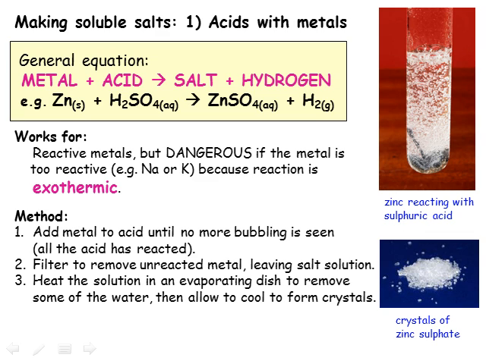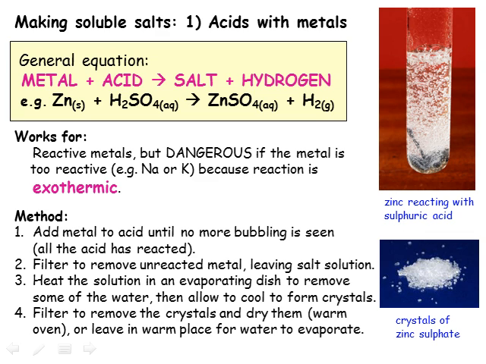We heat the solution in an evaporating dish to remove some of the water until crystals start to form on the sides of the dish, or until about half the water has been evaporated off. And then we allow the solution to cool and leave it to crystallize. Once the crystals have been formed, we can filter again to get rid of any uncrystallized solution and collect our crystals, which can then be dried in a warm oven or between filter papers.